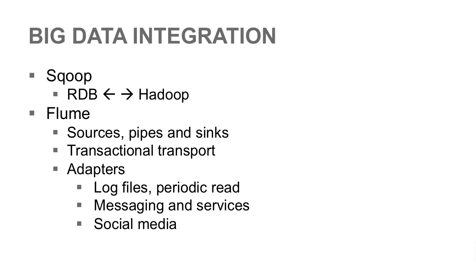One thing that you should always do in these systems is to integrate with existing applications. And for that, you will start with Sqoop. Sqoop will integrate relational databases and Hadoop in both directions. And the other system that you should look into is Flume. It is organized around the concepts of sources, pipes, and sinks. It provides us with transactional transport of data and has a very rich collection of adapters that can move log files, that can enable us to periodically read such data, integration with messaging systems, services, and even social media.